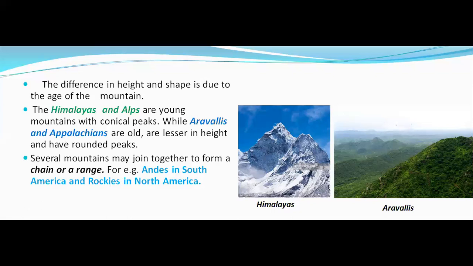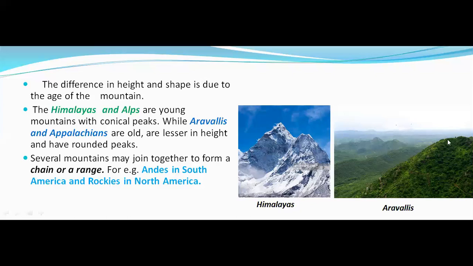Where are the Alps situated, children? They are mountains in Europe. Yes. So, they are young mountains having conical peaks, where you can see the peaks here, they are in the shape of a cone. Yes, and the next example is the older mountains: the Aravallis and Appalachians are old.